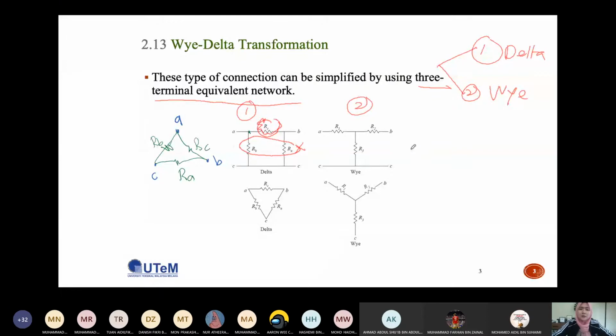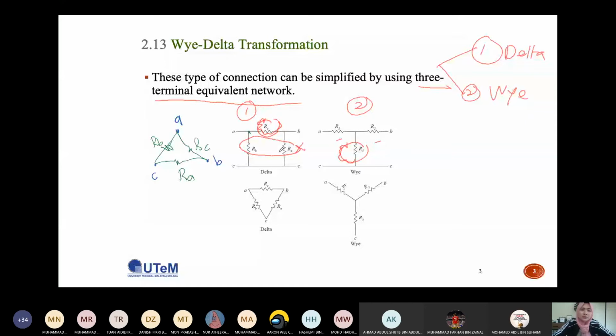Okay, this is not a parallel circuit, it is not a series circuit. Okay, so R1 and R2 is not a series circuit. Why? Because you have R3 over here. If you don't have R3, then you can say that R1 and R2 is a series connection. Okay, so this type of connection, we call it as delta network. This one is we call as the Y network.